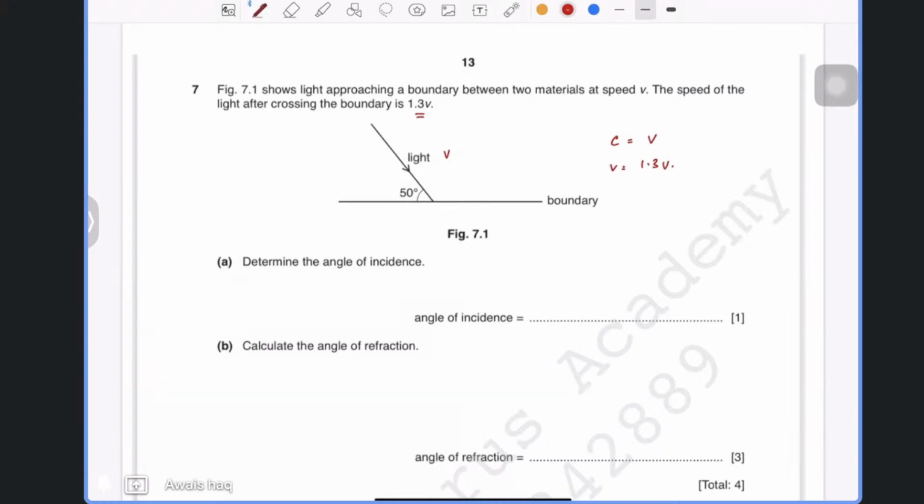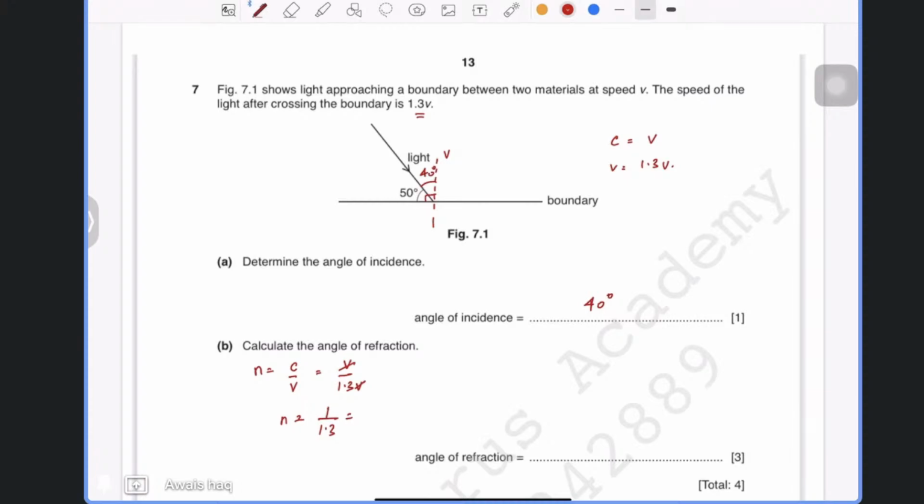Now obviously you got to make a normal line, and because this is 90 degrees, 50 minus 90 will be 40 degrees, so that's why it is just one mark. And then it says the angle of refraction. Now what to do? We do not have the refractive index, but we know refractive index is given by speed of light in air divided by speed of light in the medium. So that is v, and the medium has 1.3 v. So v and v will cancel out, so n will be 1 upon 1.3.